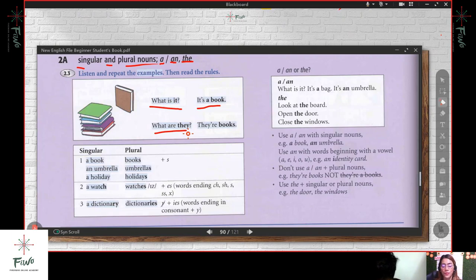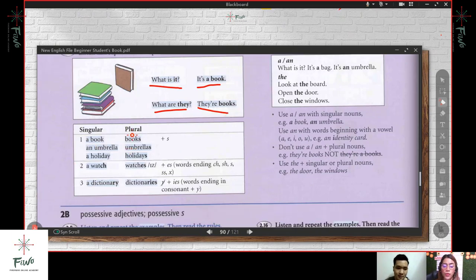What are they? Again, say, what are they? What are they? Yeah, so what are they? They are books. They're books, or they are books. So here, singular and plural nouns.